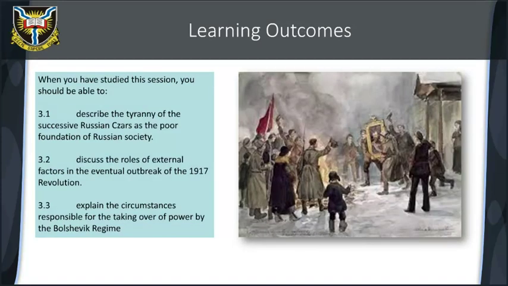It will also be proper to examine the roles of external factors. Learning outcomes. When you have studied this section, you should be able to describe the tyranny of the successive Russian Tsars as the poor foundation of Russian society, discuss the roles of external factors in the eventual outbreak of the 1917 revolution, and explain the circumstances responsible for the taking over of power by the Bolshevik regime.